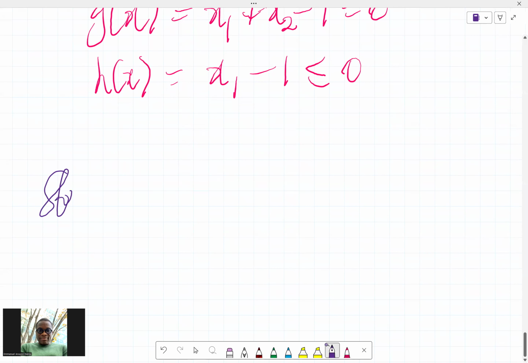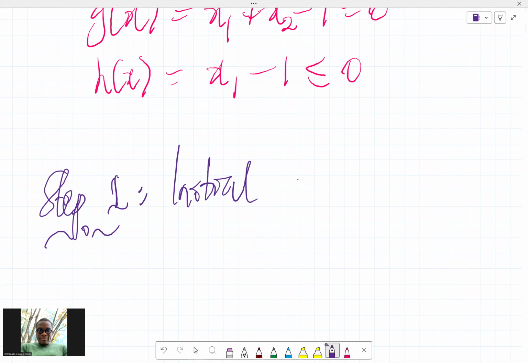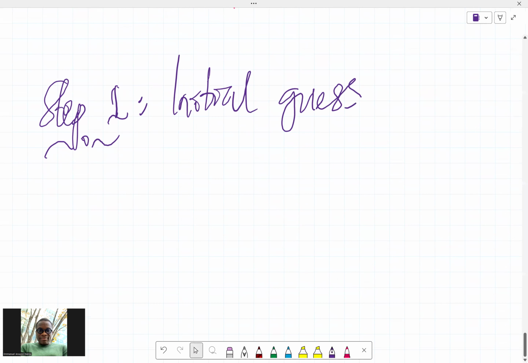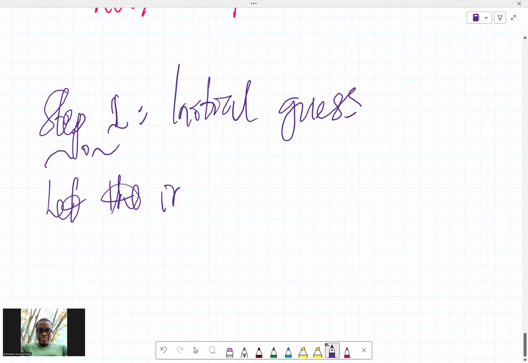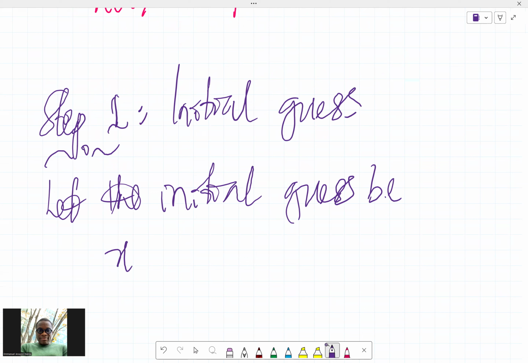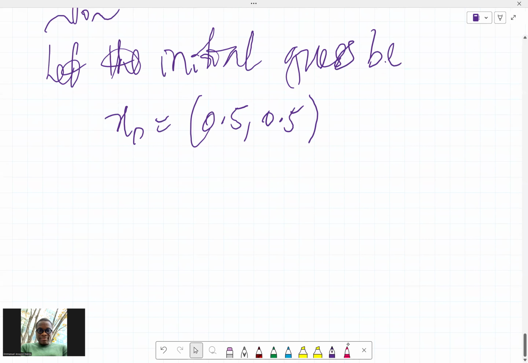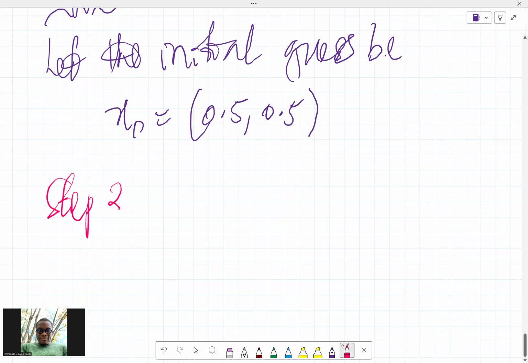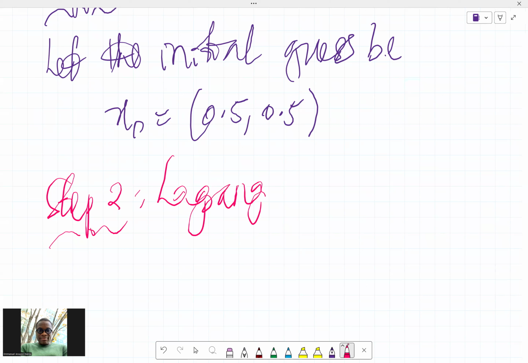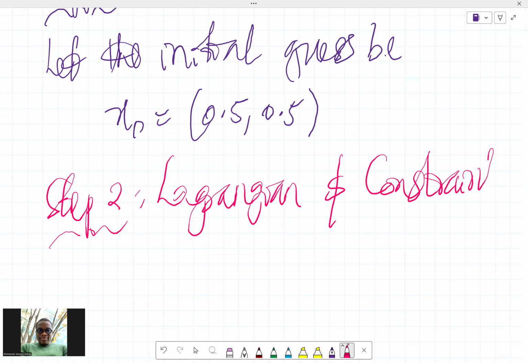And then we go for step 1. We need an initial guess. So let the initial guess be x naught, which is equal to 0.5, 0.5. It's a guess, so you can pick any value of your choice. Then we go for step 2, where we talk about the Lagrangian and constraints.